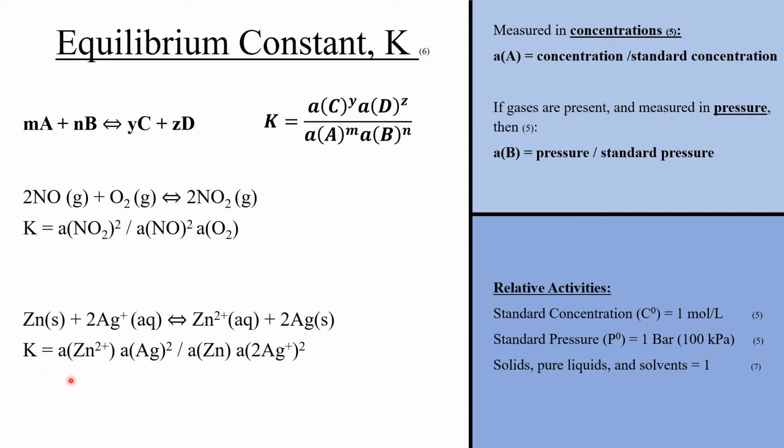This is the formula for K for this chemical equation, where we can see that the two silvers both have an exponent of 2 because they both have a stoichiometric coefficient of 2. Awesome, let's move on.